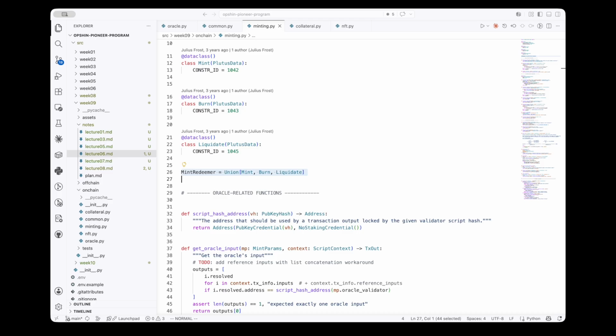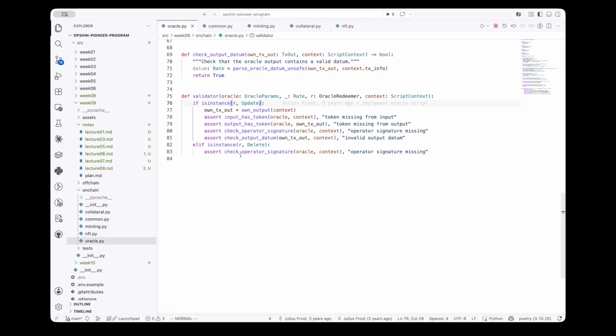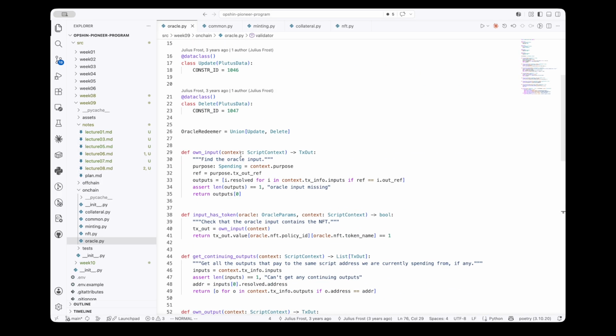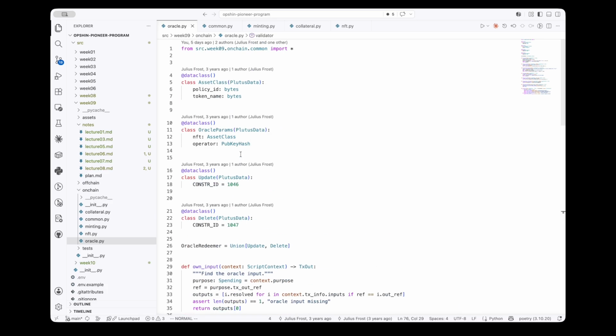And second, in the Oracle, we saw that there's this NFT that identifies the unique Oracle UTXO. This one of course also has a minting policy, and we will also look at it in the second part of today's lecture.